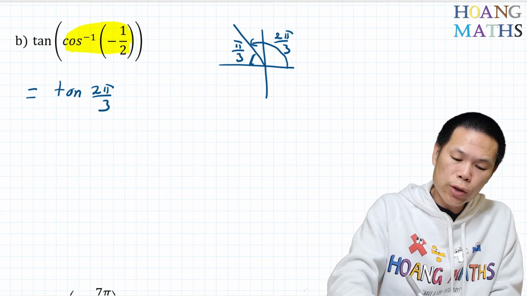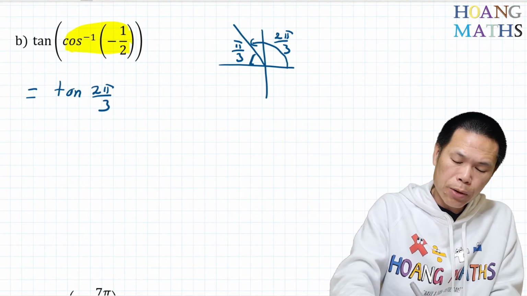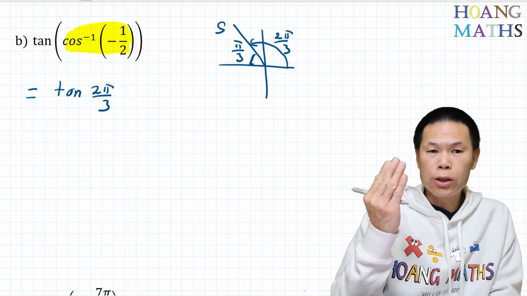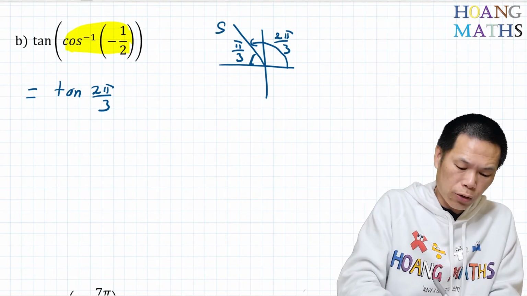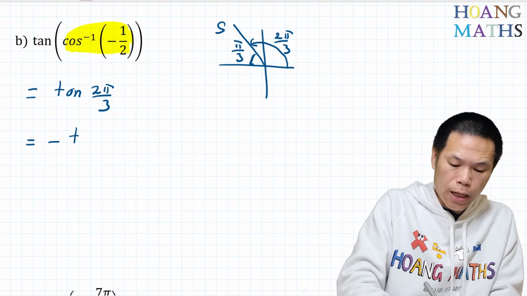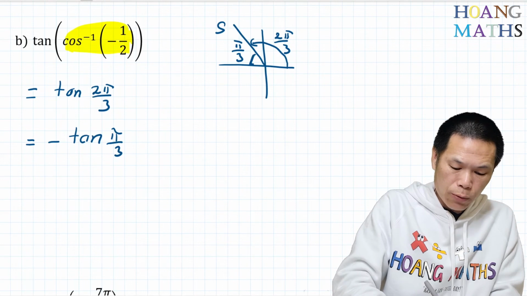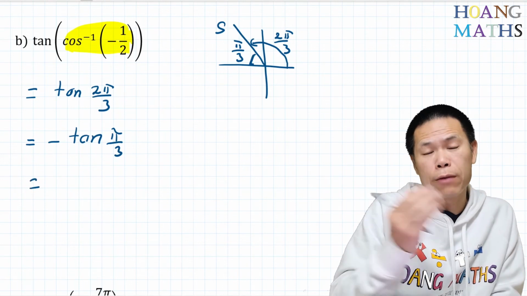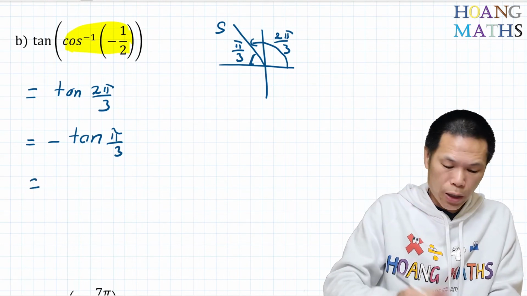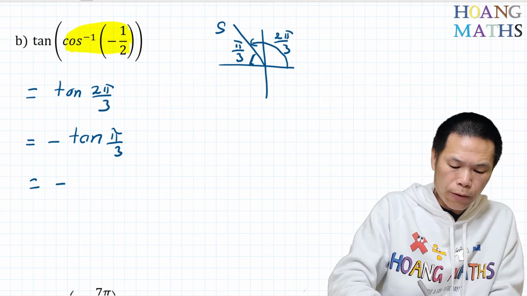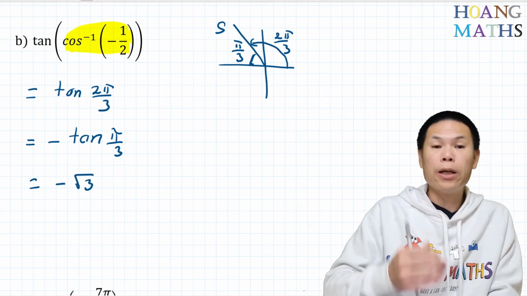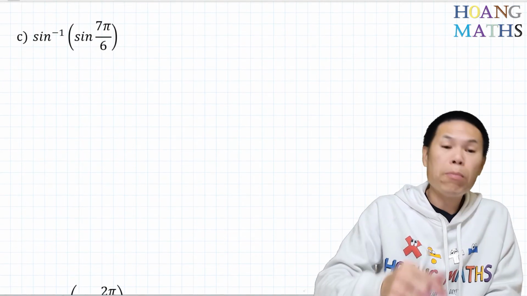In this quadrant, tan is negative, because this is S, so sine is positive and tan is negative. So that becomes negative tan of the reference angle, which is pi over 3. And we know that tan of pi over 3, that is tan of 60 degrees, is root 3. So the answer should be negative square root 3. There you go.